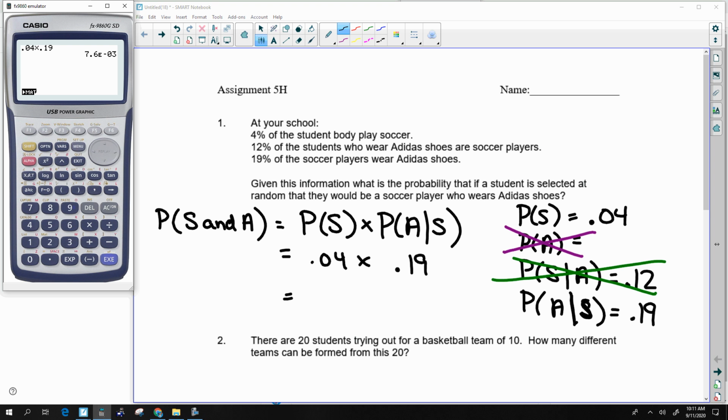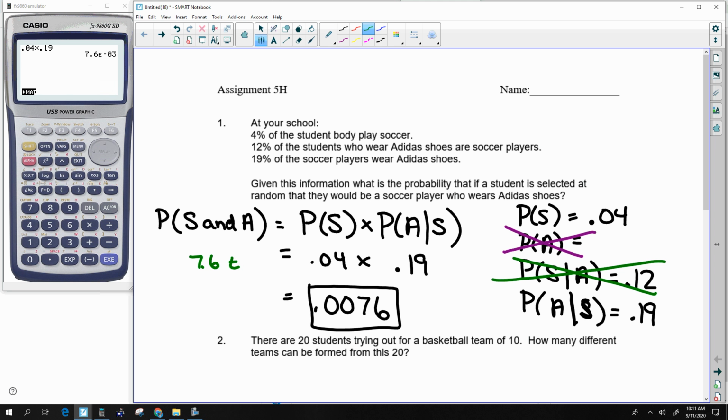Okay, again, E-3 means I move it backwards 3 places, so that'd be 0.0076. Again, I'll explain this on the side here. If I have 7.6 E-3, that means I move the decimal place 3 places, making this number smaller. So movement 1, movement 2, movement 3. So that would be 0.0076. That's E-3.